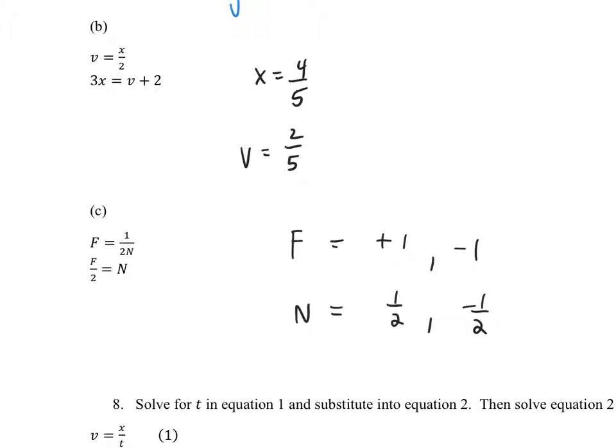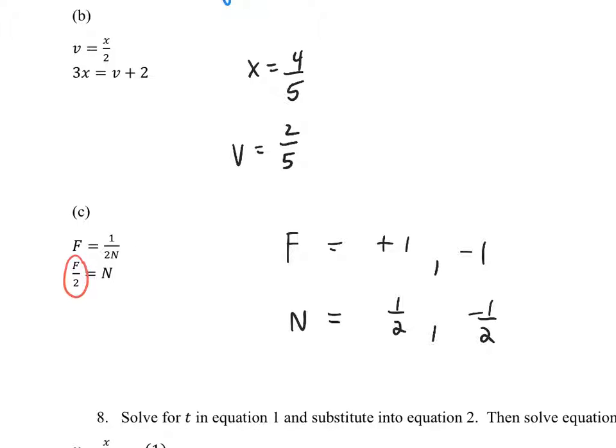Yeah? How do we know when to do plus or minus or just leave it? So let's go through this and I'll show you for this one. We've got F equals 1 over 2n and F over 2 equals n. We could substitute this either way we like. We could take this expression for n and plug it in there, or take this whole expression for F and plug it in there. I'm going to choose to plug this into the first. So I'm going to take F over 2 and plug that in for n. I'll take this quantity right here, because it's defined as n, and plug it into the first equation. And the first equation becomes this.